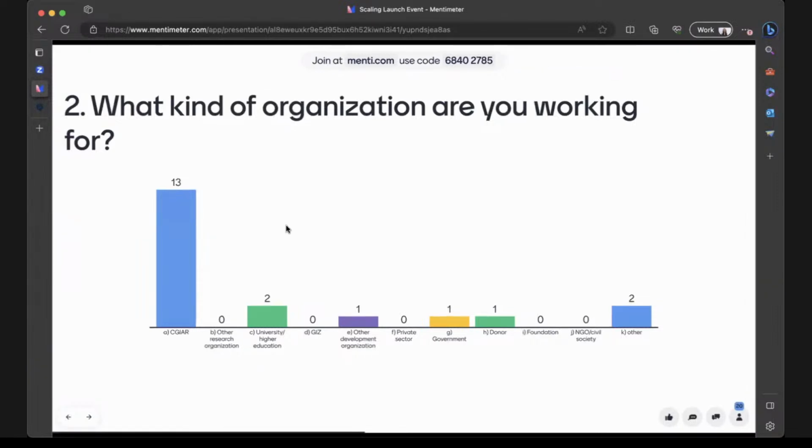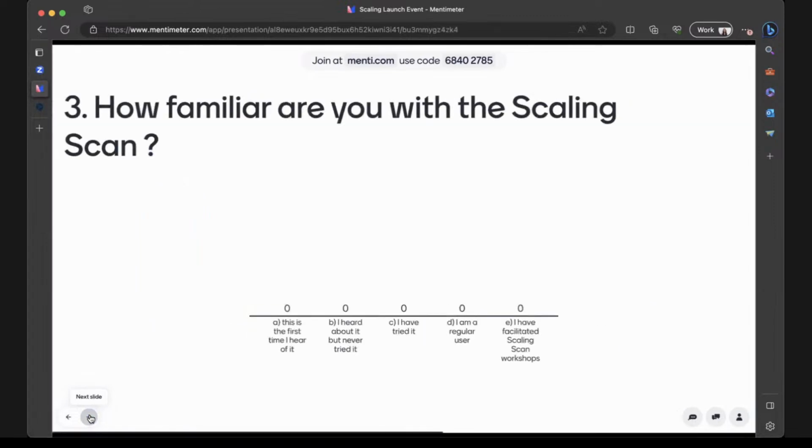Perfect. And so now we have 20 answers, a bit of from different organizations, and let's click on for the next slide now. Thank you, Suele. So the third question is, how familiar are you with the scaling scan? Is this the first time you hear about it? Have you heard it before but have never tried it? Or are you already a very experienced facilitator?